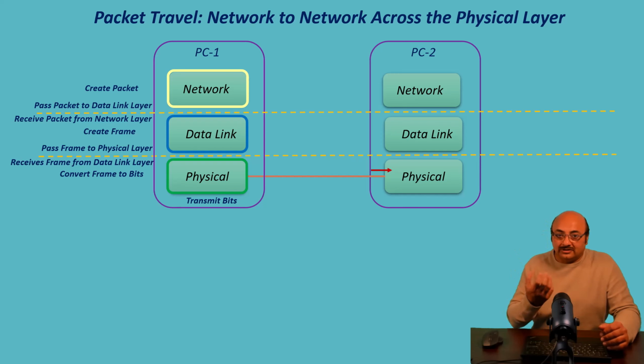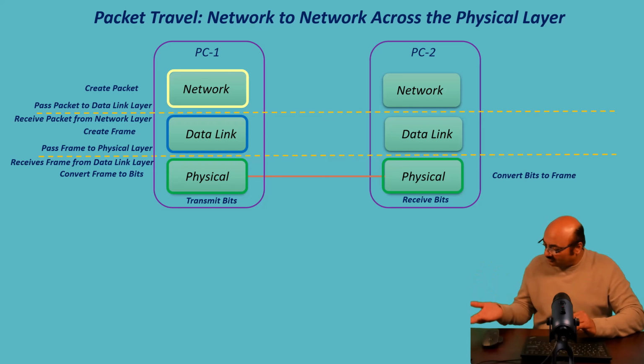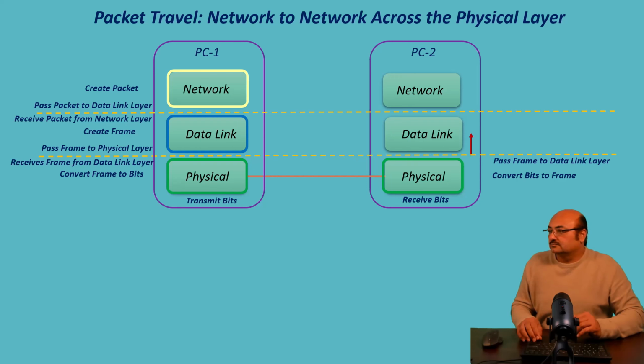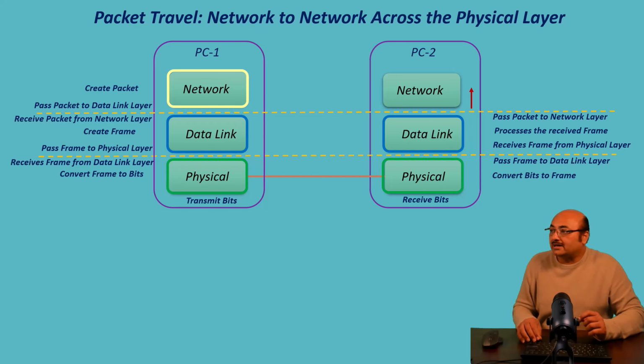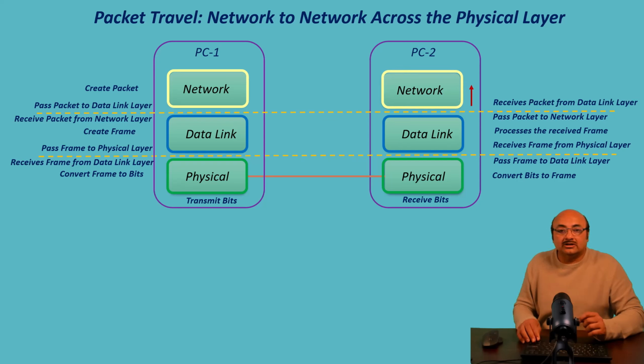On PC2, the physical layer is receiving the bits and then converts these bits into a frame. The frame is then passed from itself to the upper layer. The data link layer receives the frame and then processes the frame. And once after processing the frame, it gets the packet. It passes the packet to the upper layer, which is the network layer. The network layer receives the packet and then processes the packet.